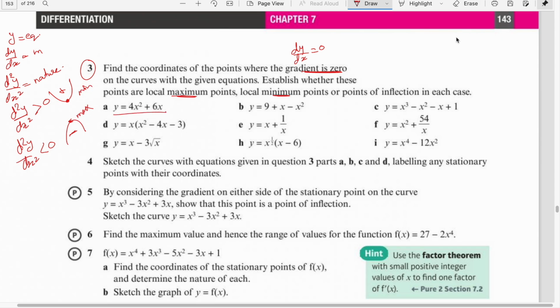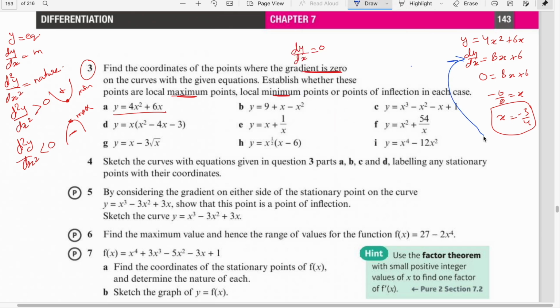So if we select this equation, y is equal to 4x square plus 6x. So dy by dx is equal to 8x plus 6. So when the gradient is 0, 8x plus 6 is 0, minus 6 by 8 is equal to x. x is equal to negative 3 by 4. I have this value of x, but I have to see if it is maximum or minimum. So I'm going for the double derivative.